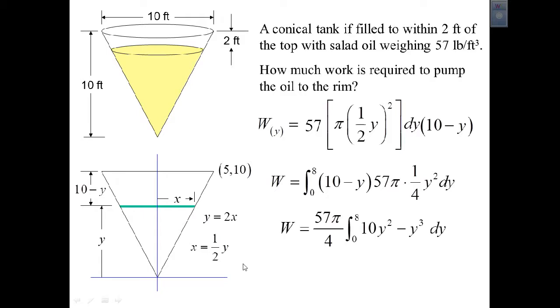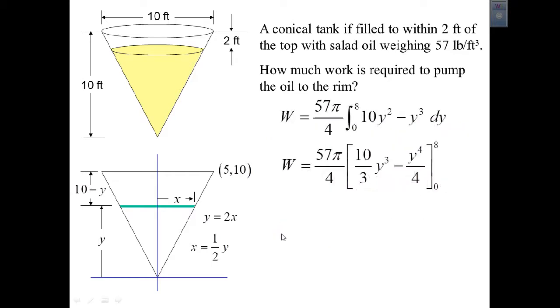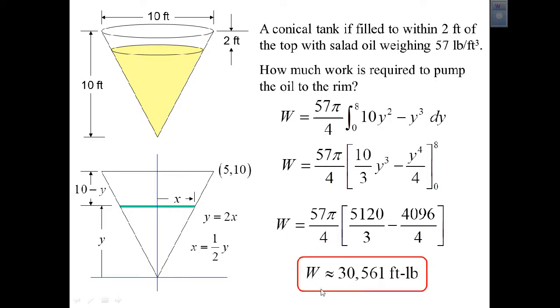And then we simplify and pull all our constants out to the front. Then we can integrate and evaluate. So the work to pump the salad oil out is roughly 30,561 foot-pounds.